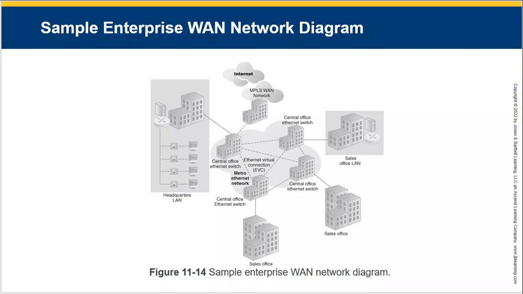Each building here represents a different site or office, and each site is connected to the Metro Ethernet cloud through an Ethernet network hub. And the Metro Ethernet switch, which is located right down here, the central office Ethernet switch, is providing connection to the provider's core network. So really this cloud represents the service provider's Metro Ethernet backbone, which kind of acts like a giant Ethernet switch to connect multiple LANs together.